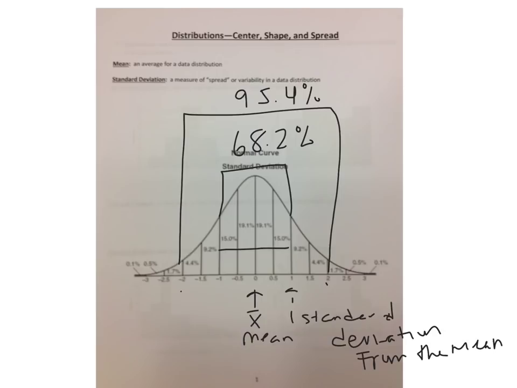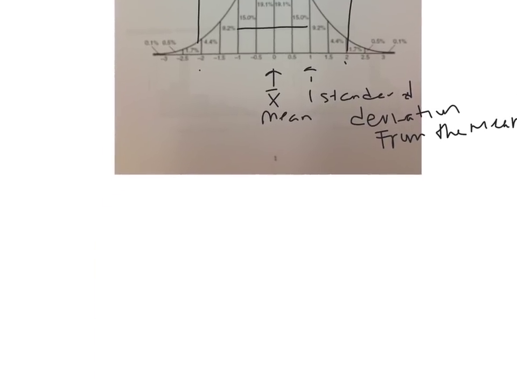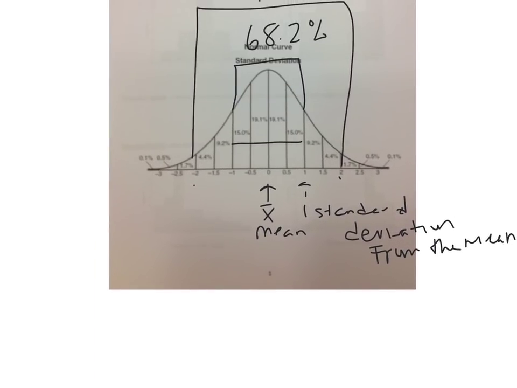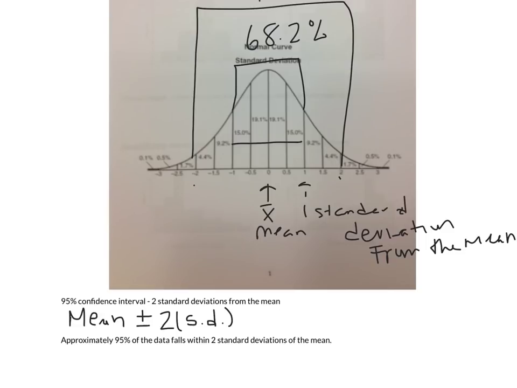So you need to write this down. This says 95% confidence interval is 2 standard deviations from the mean, and sometimes we can see it as the mean plus or minus 2 standard deviations. And you need to know approximately 95% of the data falls in 2 standard deviations from the mean.